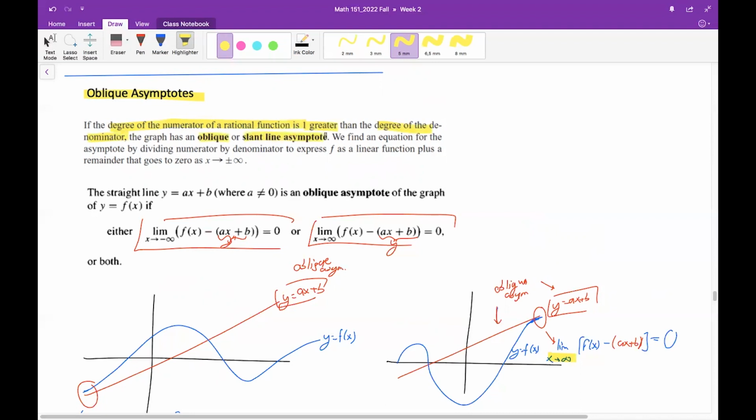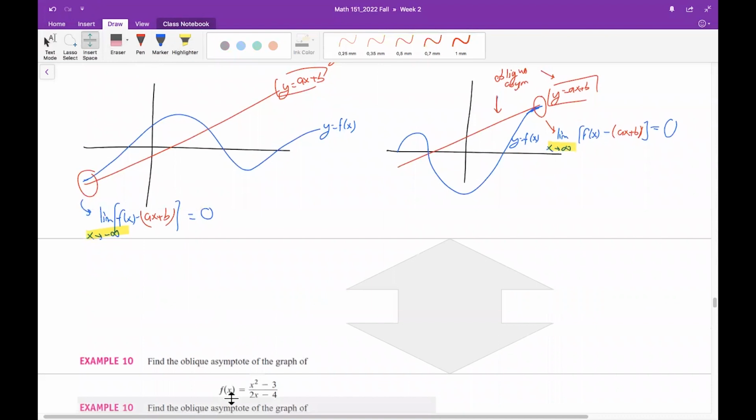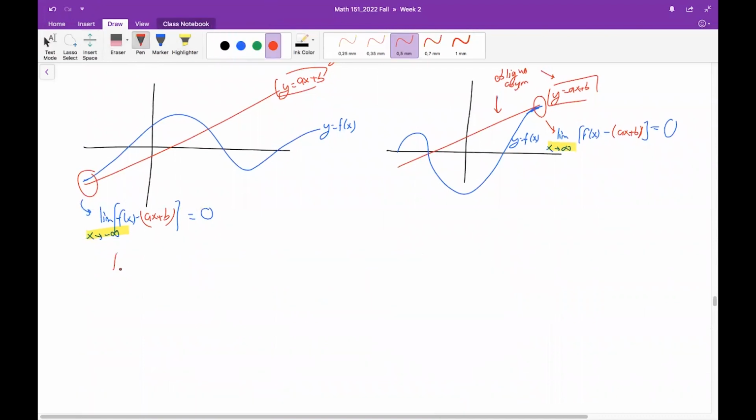How do we find the equation of the oblique asymptote, which is in the form of ax plus b? You will just perform the polynomial division, okay? By dividing the numerator by the denominator, and you will see the result. That result will give you the equation of the oblique asymptote. Okay, let me summarize that part also here. So let me say remark. This is the algebraic way of detecting oblique asymptotes.